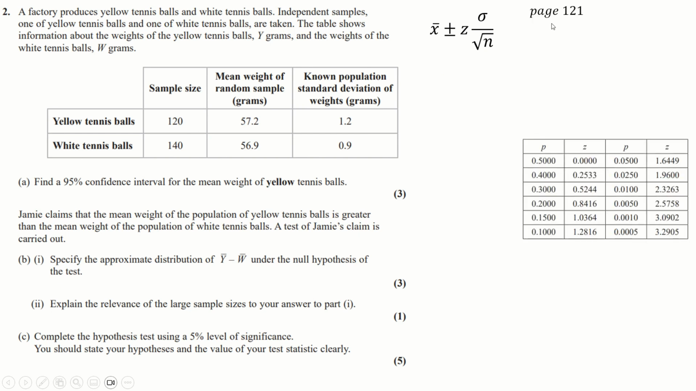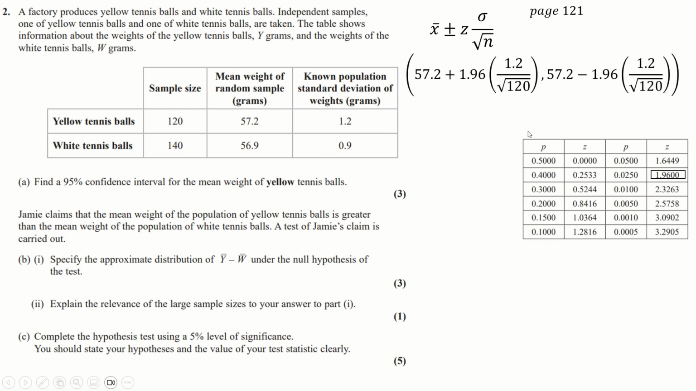This is on page 121 of the textbook, by the way. Or you can use the tables for the normal distribution. Of course, it's two-tailed because it's a confidence interval. So look for 0.025 and it'll be that one there. You're allowed to quote that without any evidence as to how you got it. You put those things in and you get your confidence interval right away.